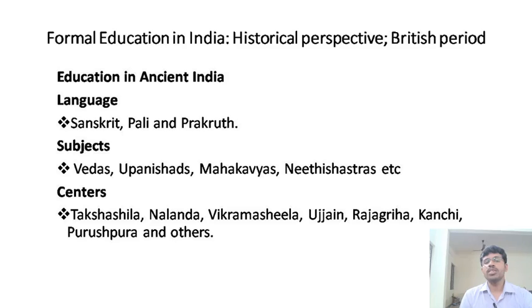In those days, the education centers were Takshashila, Nalanda, Vikramashila, Ujjain, Rajagruha, Kanchi, Purushapura and others. These are well known as educational centers in ancient India. The most prominent kings and writers in those days were educated from these centers only. Formal education is not a new concept for Indian society. We also practiced a formal education system, but not in the manner we know today. Today's formal education system was implemented by colonial rulers.